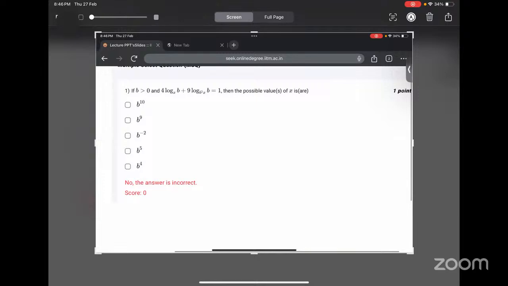Log x b to the power 4, log b3 x b to the power 9, something like that. That means change of basis you are trying to apply, right? Yes. So we can write it as 4 times 1 over log_b x plus 9 times log_b 5 6 equals 1, right? Now the base is same, so here we can apply the multiplication formula.